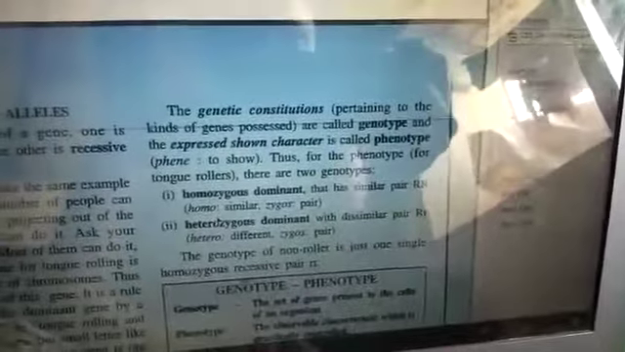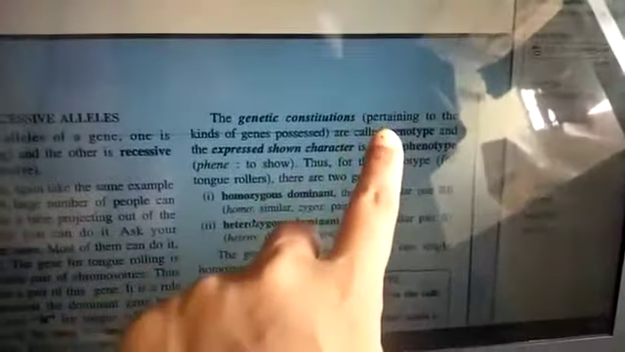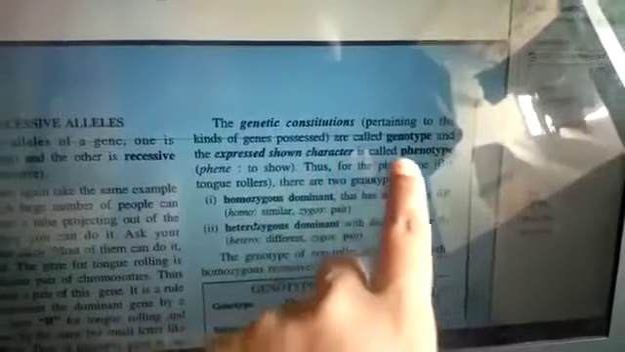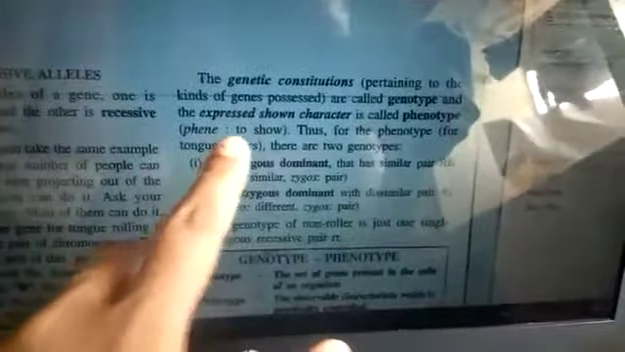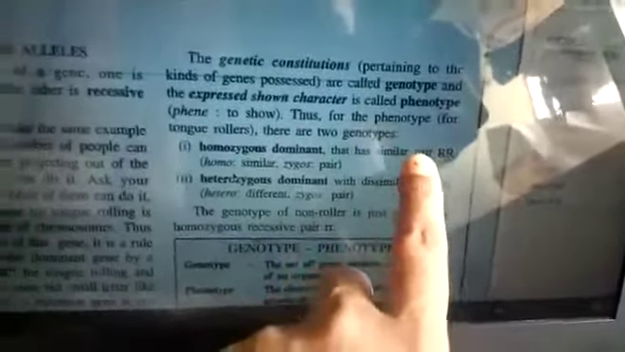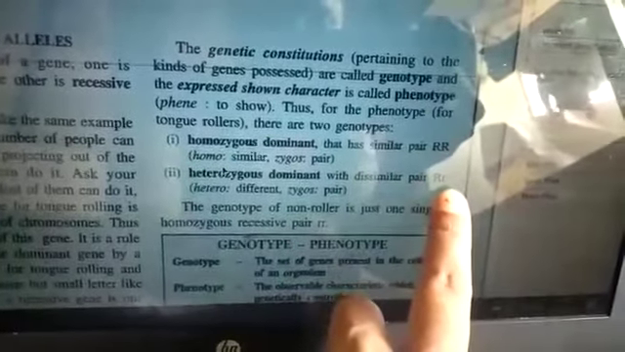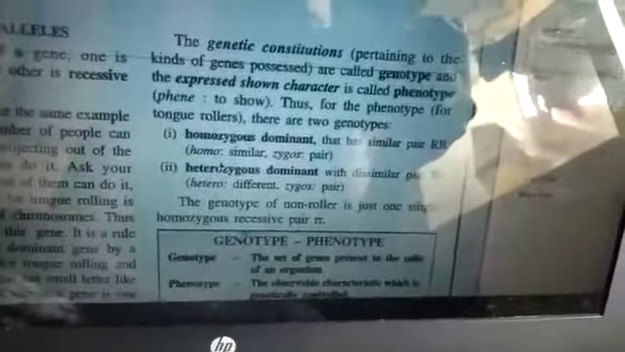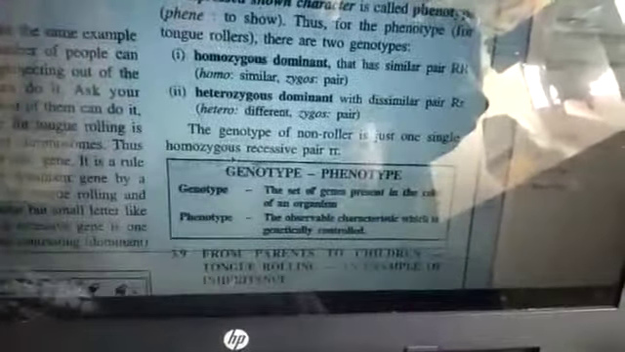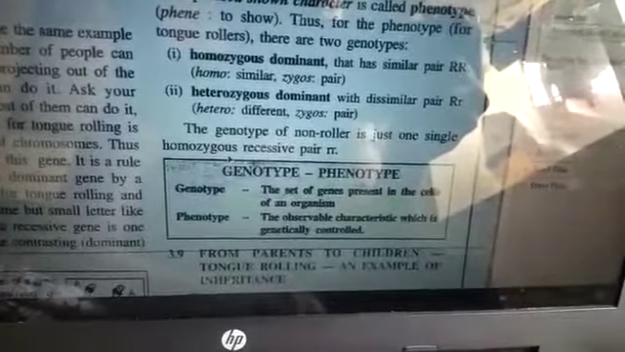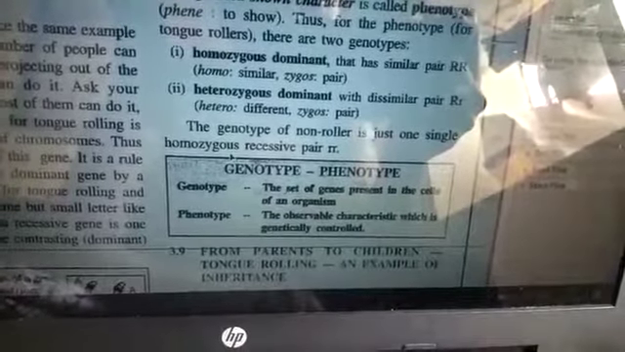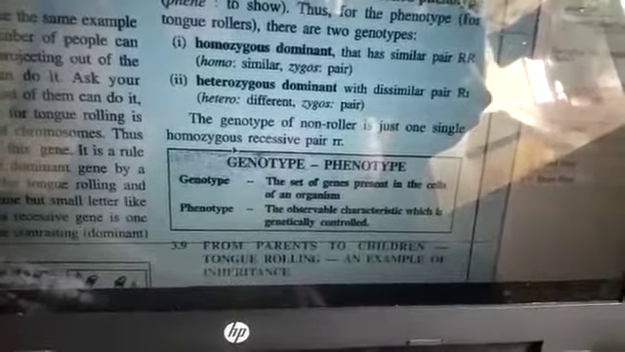The genetic constitution is called genotype, and the expressed character is called phenotype, that is the physical character. Homozygous, same similar pair, capital and capital. Heterozygous, capital and small. You can see genotype and phenotype being shown to you: genotype is the set of genes present in the cells of an organism, while phenotype is the characteristic.